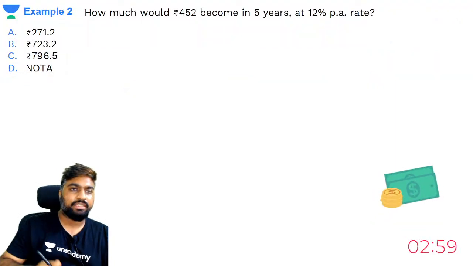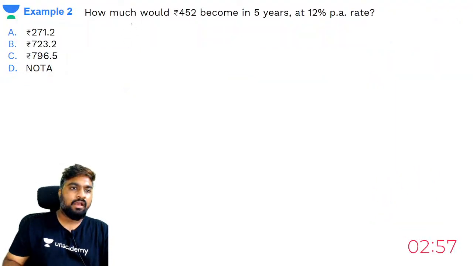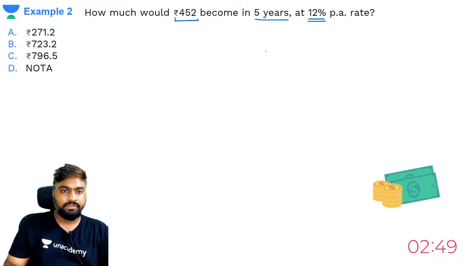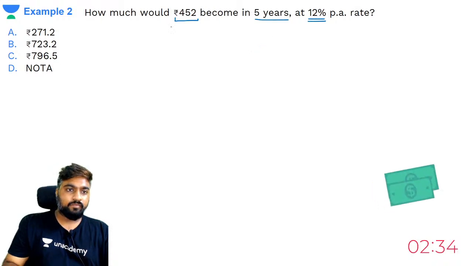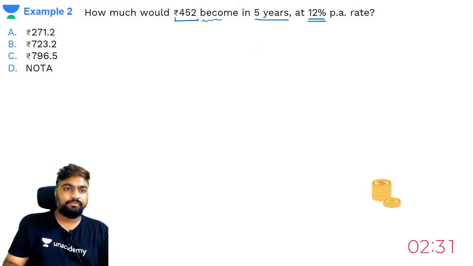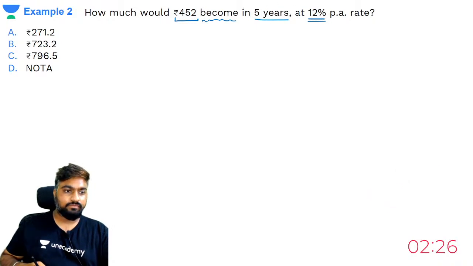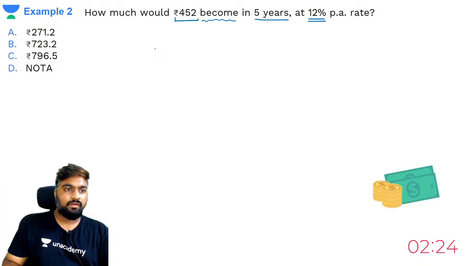चलो एक एग्जाम्पल क्वेश्चन ट्राई करेंगे इसमें. Read this. How much would 452 rupees become in 5 years at 12% per annum? Try this. बताओ इसका आंसर क्या होगा? 452 should become, in 5 years at 12% per annum. What is our answer?